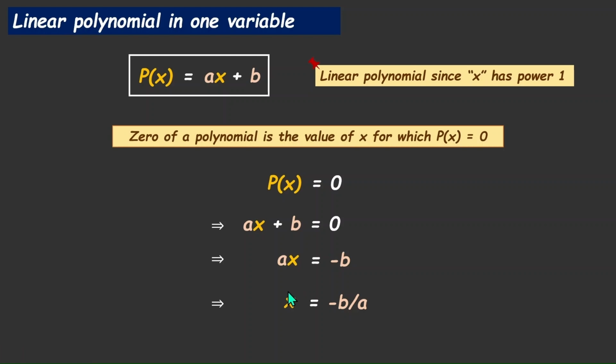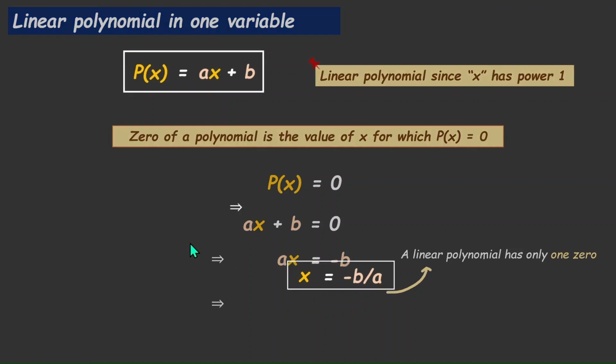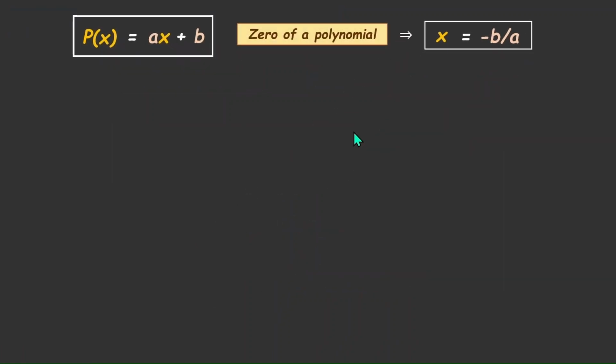So here, understand we only get one value of x, right? And that is because a linear polynomial has only one zero. And this value of x, for which the value of p of x is equal to 0, is called the zero of a polynomial. So let's see some examples. Let's remember our formula here and let's see our question. We have to find the zero of the polynomial 2x plus 3.